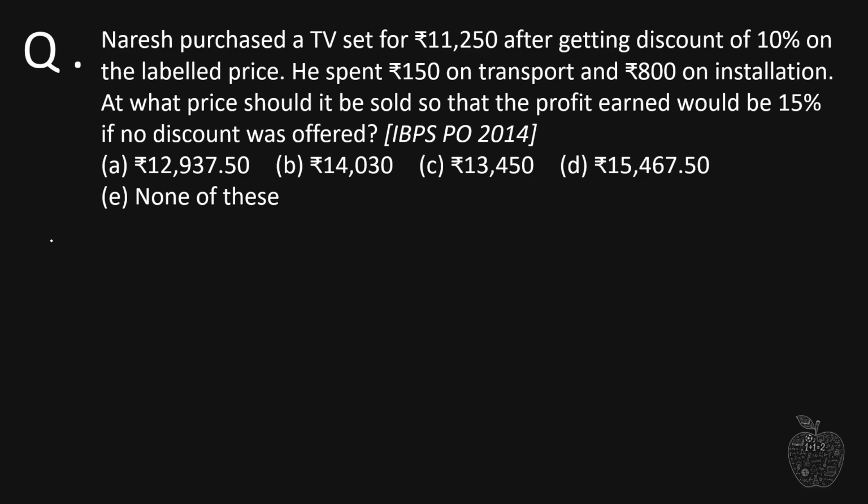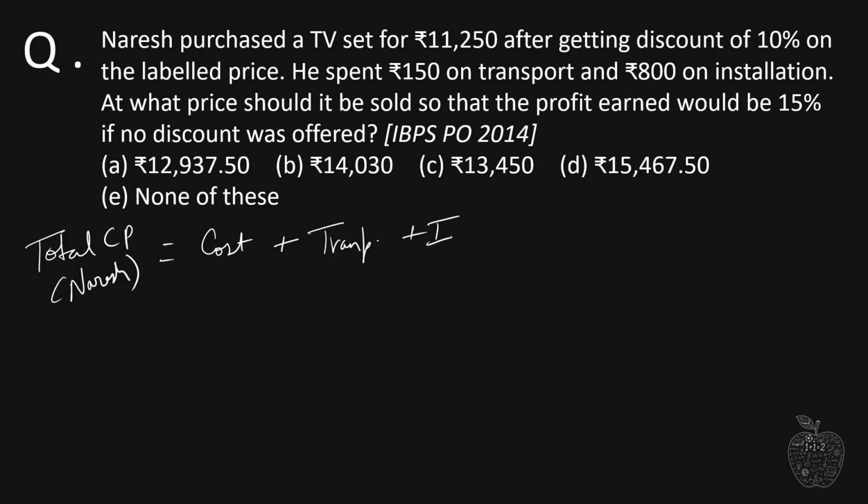Now first we need to calculate the total CP of Naresh. So what will be the total CP? It would be the cost of the television plus transport cost plus installation cost. But look at this sentence carefully. If no discount was offered, then the cost price would not be this, because this is the price when a 10% discount was offered.